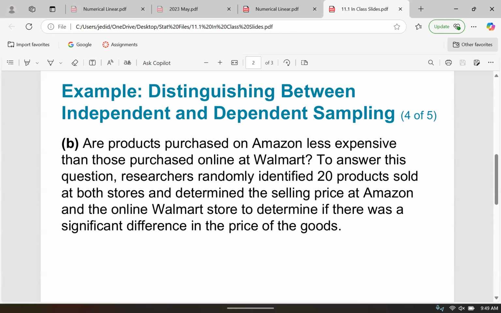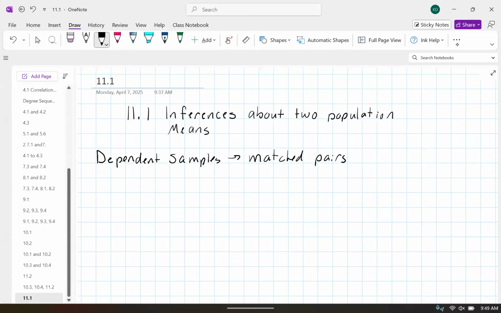So we're identifying 20 products and we're comparing the prices. It's dependent because we have the exact same thing for both and the prices are related in some way. I have a big spreadsheet that did that this weekend and I felt very lame, but you know what? I got cheap things. So that one's dependent. They are related in some way.